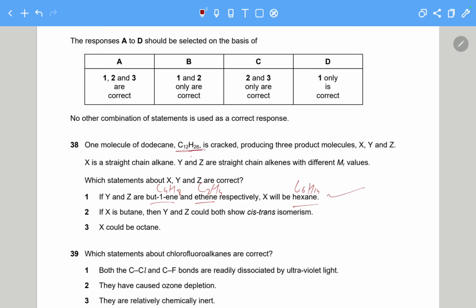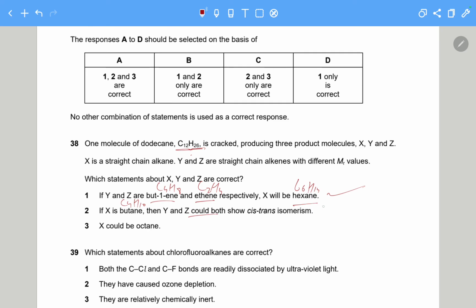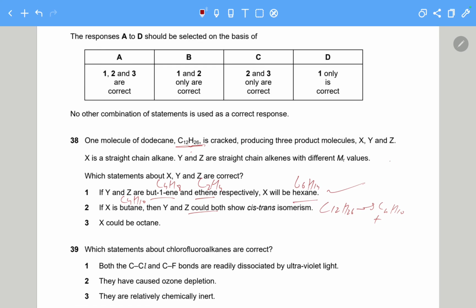correct. If X is butane, which is C4H10, then Y and Z could both show cis-trans isomerism. Could both show, not should both show. That's what it is. So C12H26 gives C4H10 according to them plus 2 other products. So this means we are left with 8 carbon atoms and 16 hydrogen atoms.